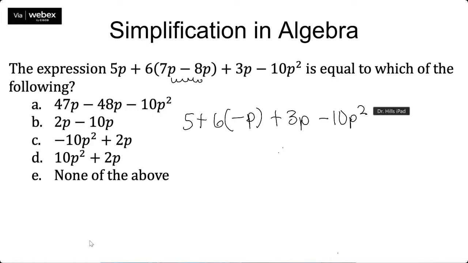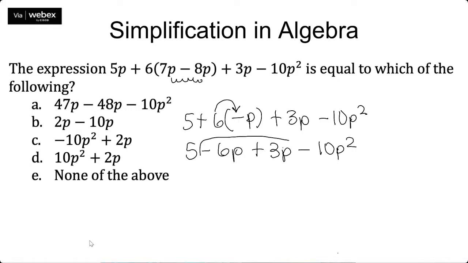Now I need to multiply 6 times negative p, which is going to give me a negative 6p plus 3p minus 10p squared. Okay, now I have negative 6p and, whoa, I forgot this was a p. I didn't write that. That's a p. So I have to combine all three of these. 5p minus 6p plus 3p.